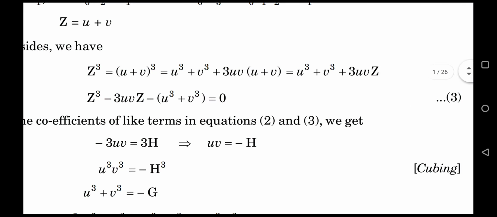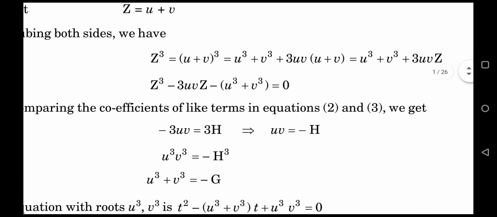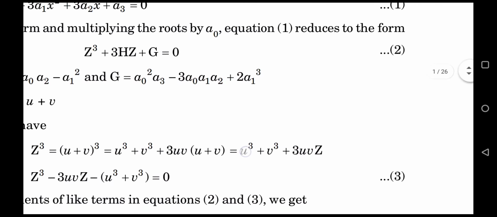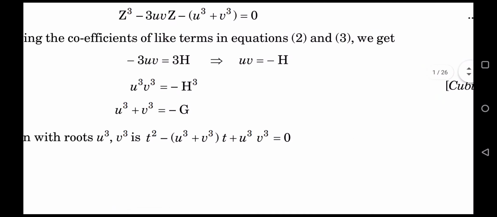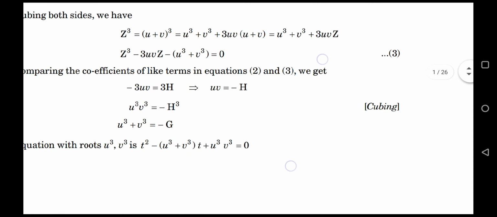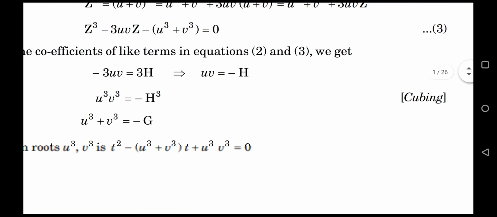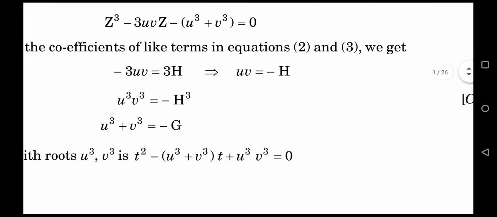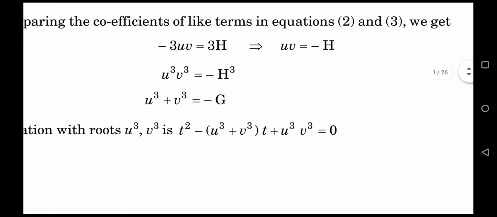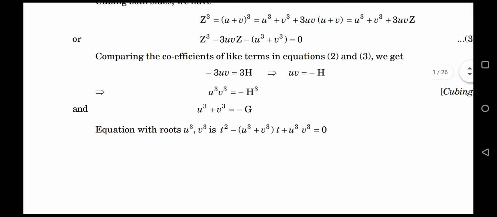Now, by comparing equation number 3 and equation number 2, we have two new equations. One is uv equal to minus h and second is u cube plus v cube equal to minus g. Now we can form an equation whose roots are u cube and v cube.